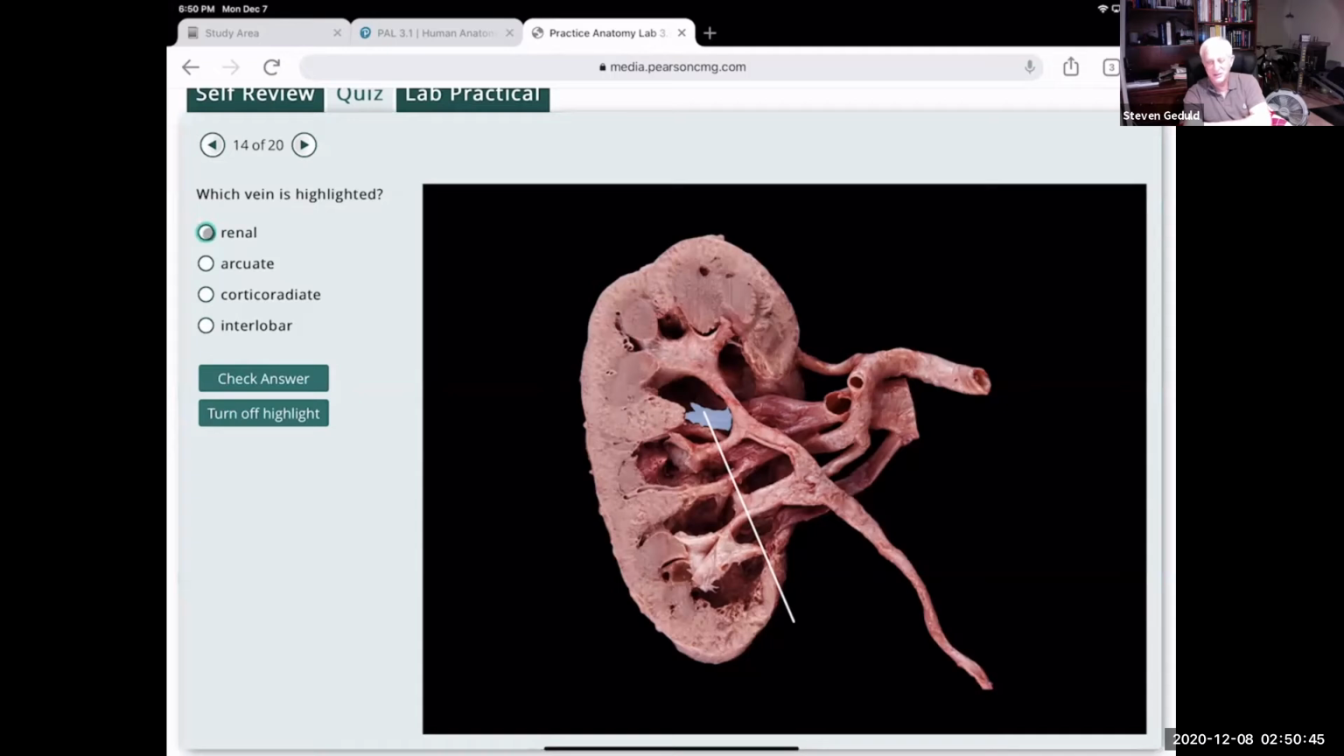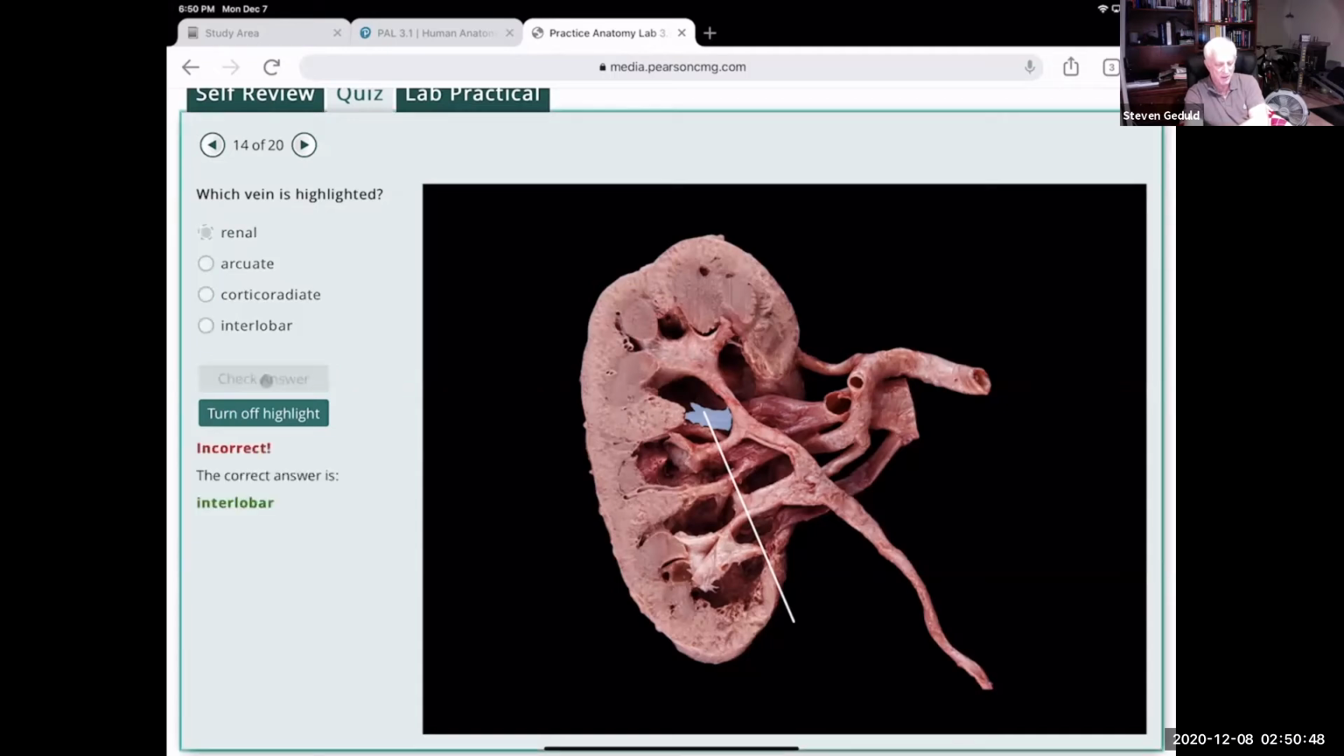Incorrect. It's interlobar vein. You're right, because it runs in the middle, but it runs down here too, and down here, as it drains each of the lobular systems. So that'd be your interlobar vein, and then it feeds into the renal vein right below it right here, because here's the renal vein coming across. Okay, so that's your interlobar vein.